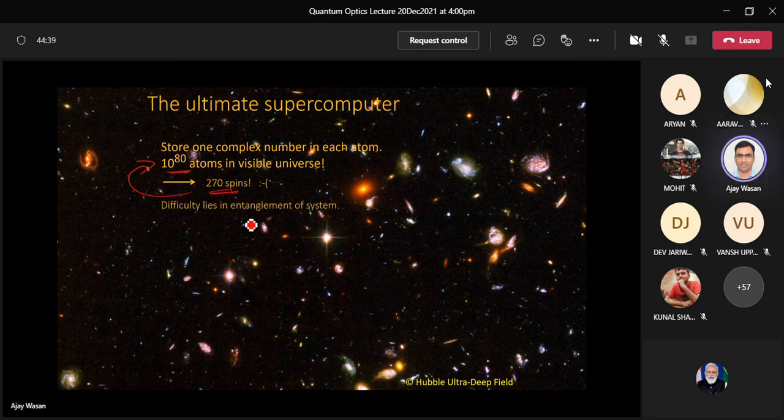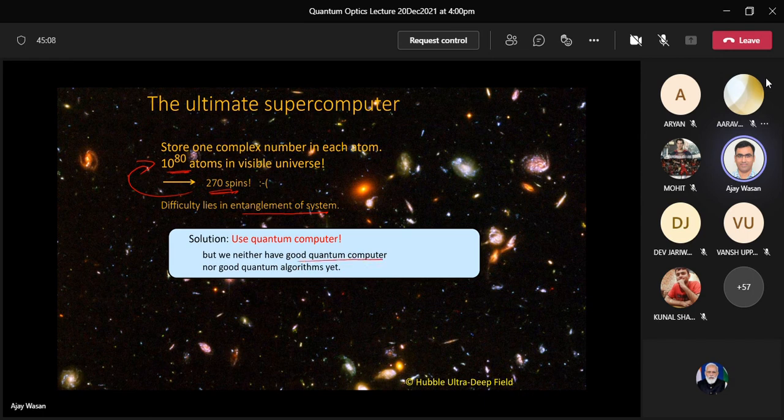The difficulty lies in entanglement of the system, which people are working on nowadays. Once we get very nice entanglement, we can do so many things that nobody can imagine. The solution is to use a quantum computer, but we neither have a good quantum computer right now nor a good quantum algorithm. So many groups are working on this around the world, me also.